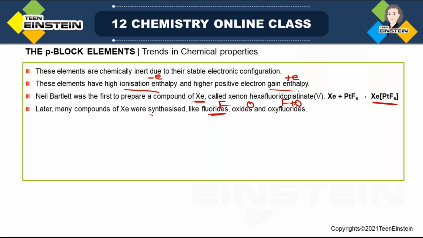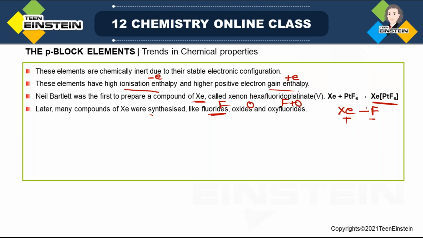They can easily remove electron. That is, when it is forming, there is formation of a xenon-fluorine bond. Obviously fluorine is more negative, so the negative end will be this, and this will be the positive end. Now positive end means what? Xenon must have lost some electron. That means ionization enthalpy we have to provide.